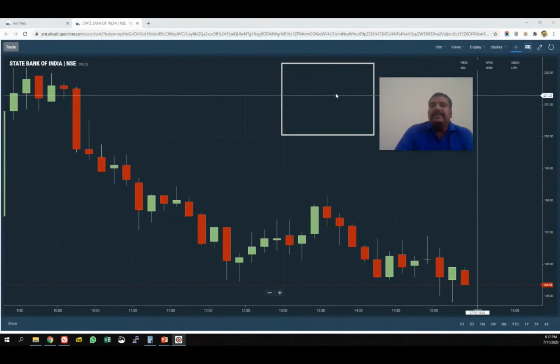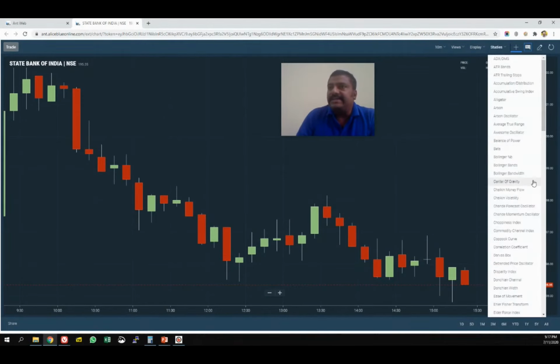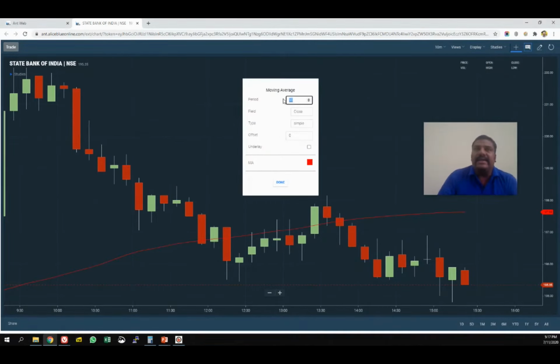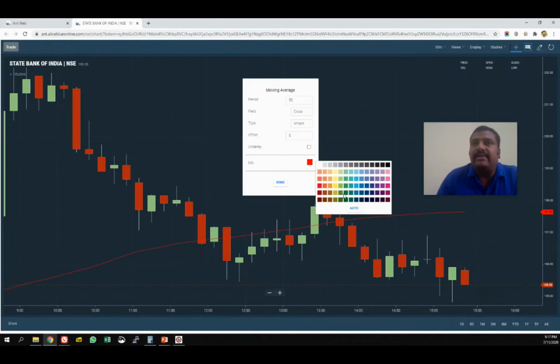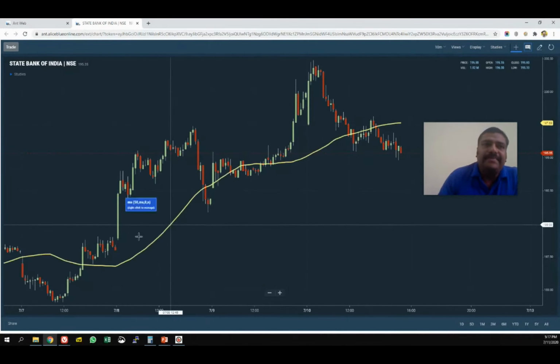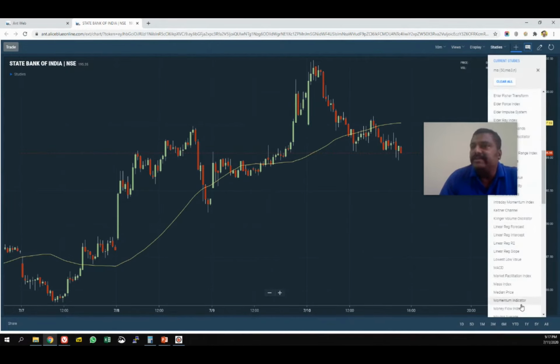Here, in Alice Blue, I'm showing a 10 minutes chart for State Bank of India. I'm going to the studies and selecting moving average. Here I'm going to select a time period. Let us keep it as 50. So it's a simple moving average. I'll keep the color as yellow. This is the simple moving average 50. Now, I will add the exponential moving average.